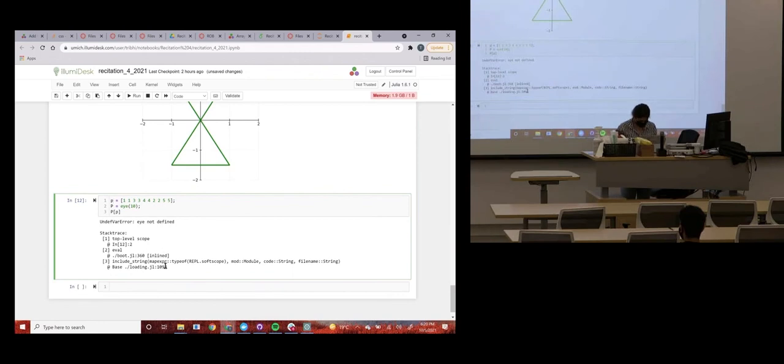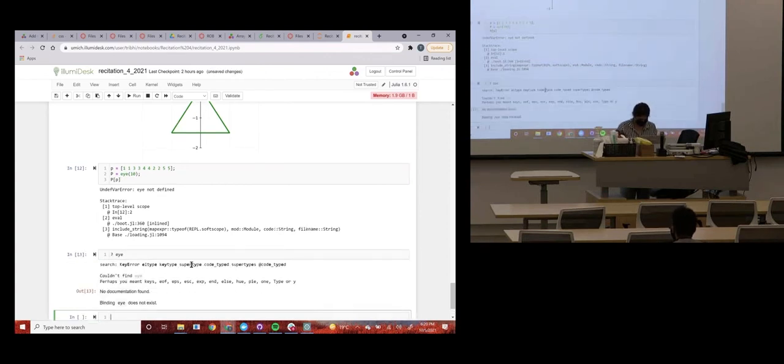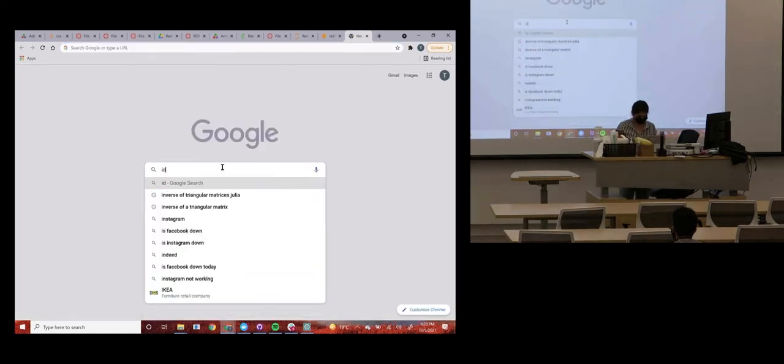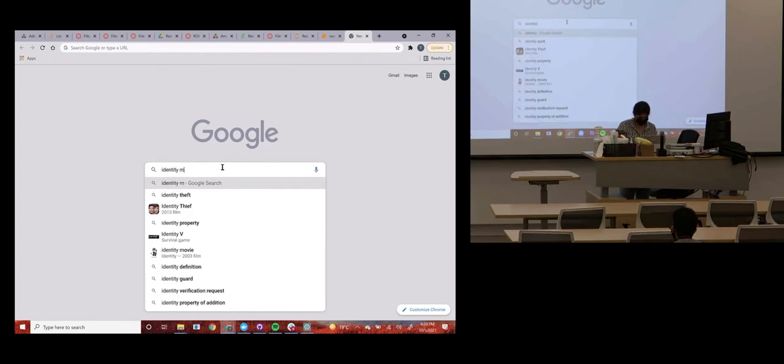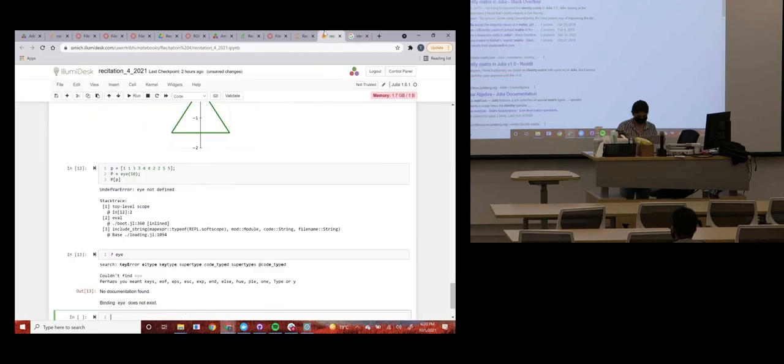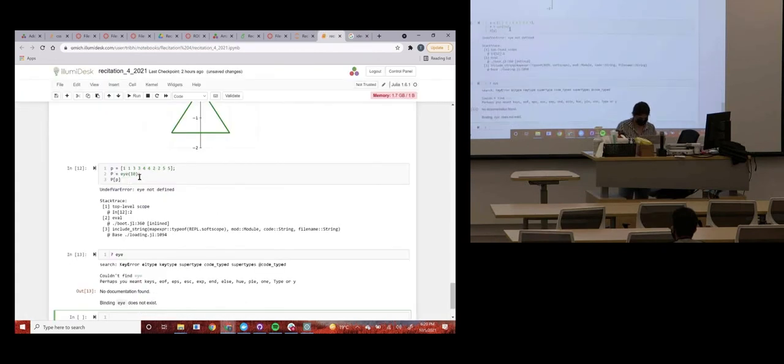So, how do you form identity matrices in Julia? It's not I. No idea. Actually, I do have an idea.